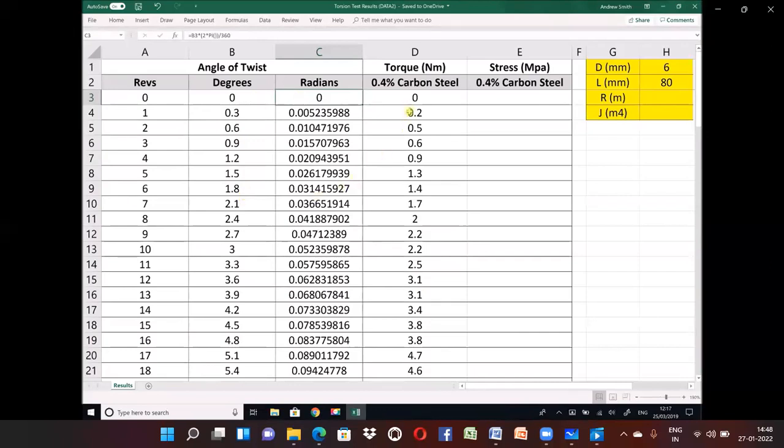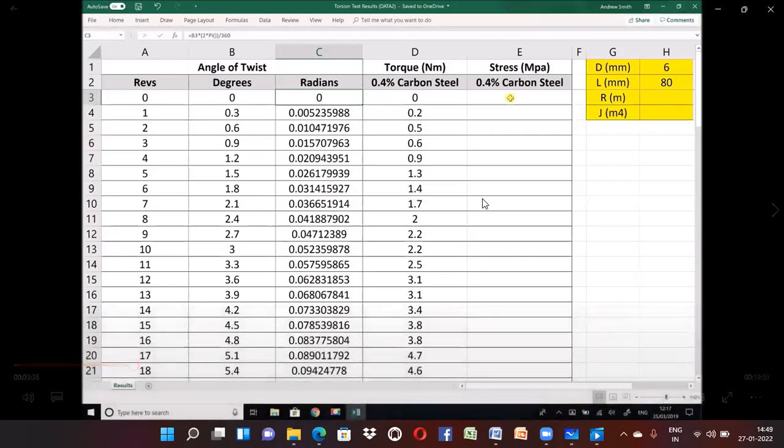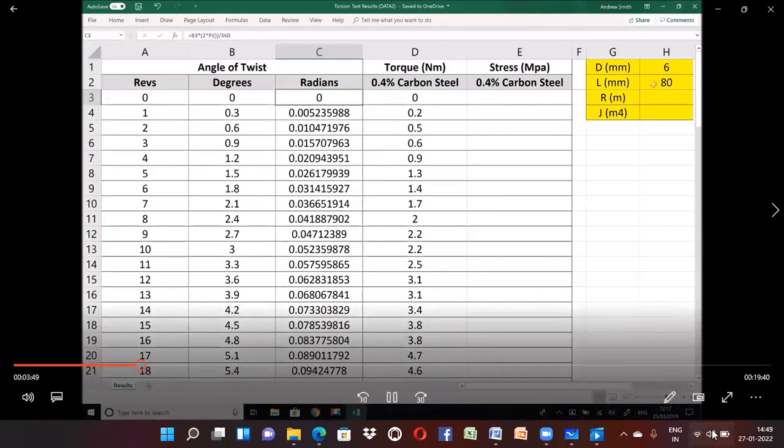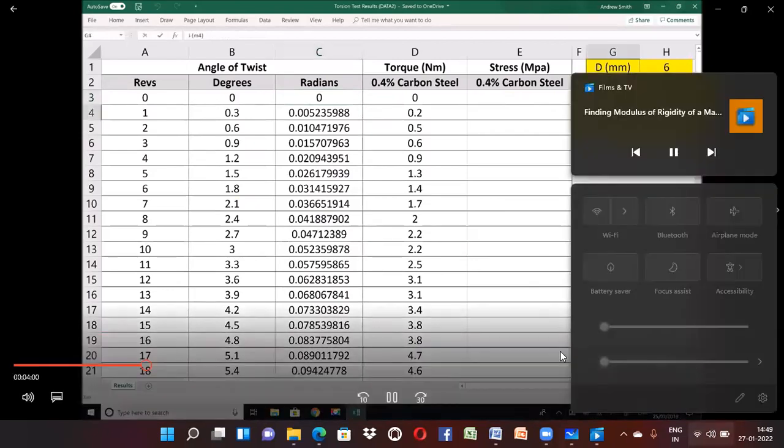Now we have our torque values that were required in order to achieve those angles of twist. The final column is the stress that's acting on the sample. We know from an earlier video that the stress from the general torsion equation is T times R over J. On the right-hand side here, I have some data for our test piece. The test piece had a diameter of 6 millimeters and a length of 80 millimeters. But what we're going to need is the radius in meters and the J value in meters to the fourth. We need those both in SI units.